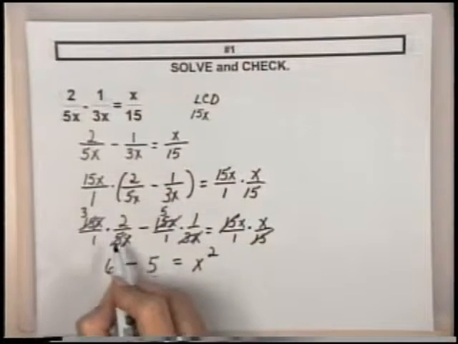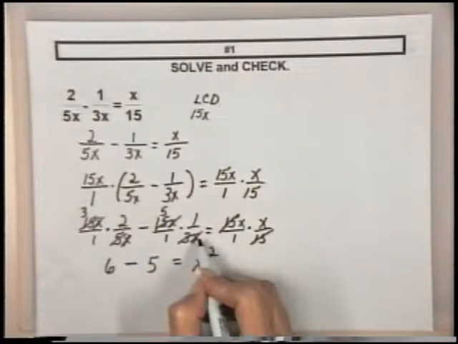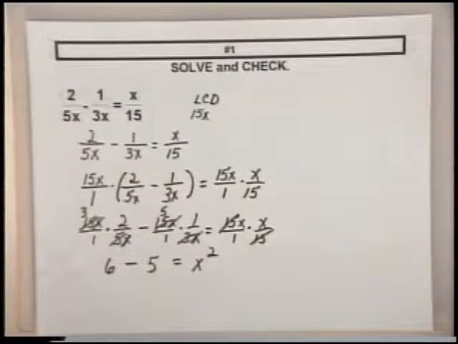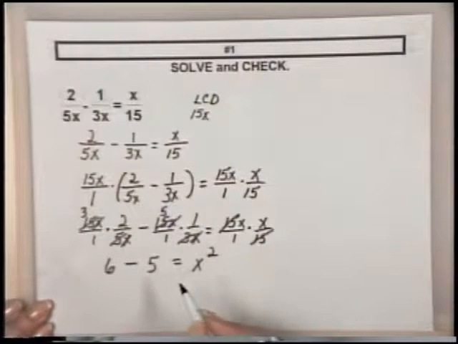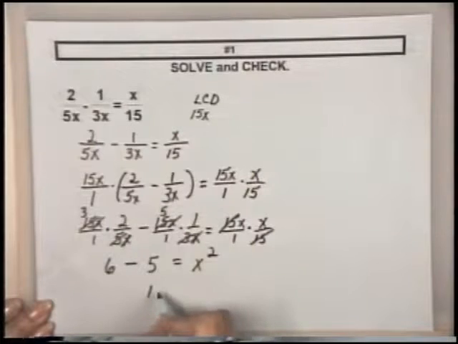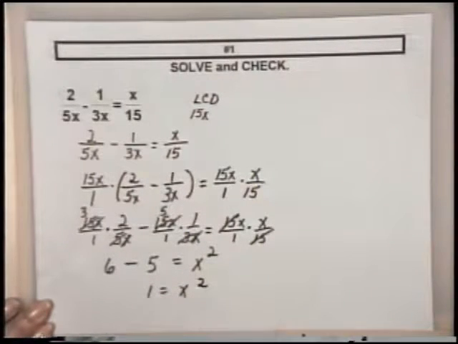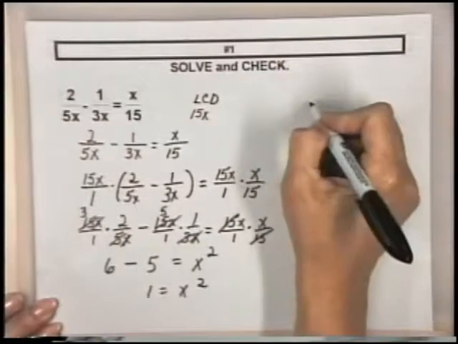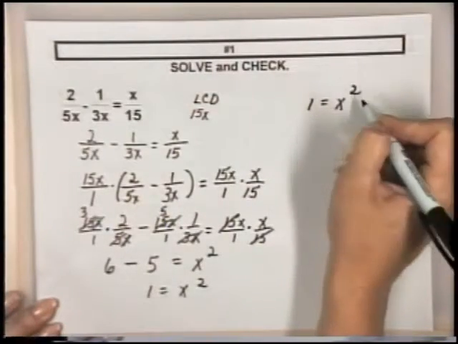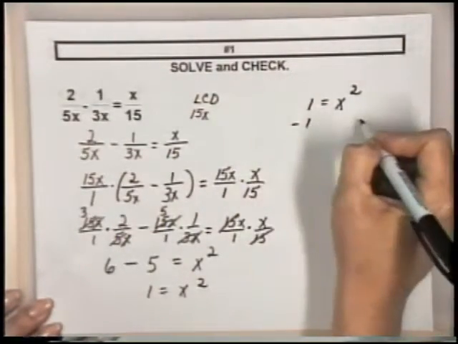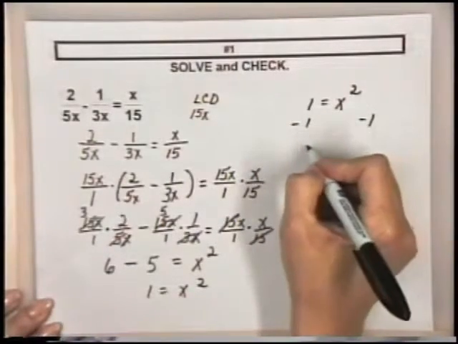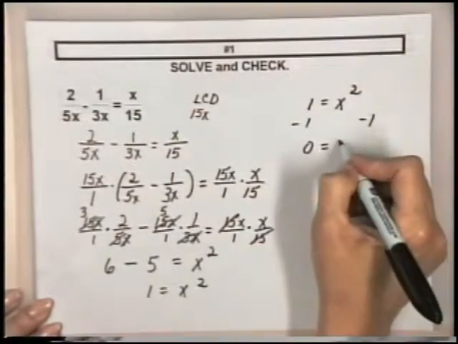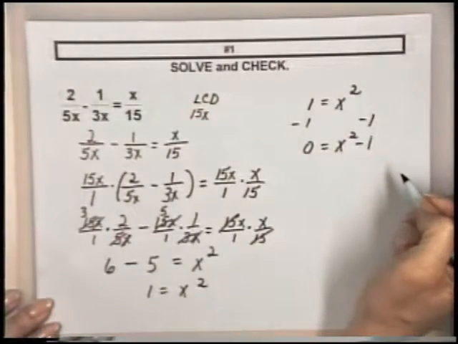Please notice that I eliminated the 5 in the x, the 3 in the x, and the 15 by multiplying through by my LCD. My resulting equation would be 6 subtract 5, which is 1, equals x squared. It is a quadratic equation, so I know that I want to set it equal to 0. Let's rewrite it. 1 equals x squared. Let's subtract 1 from both sides of the equation. 1 subtract 1 will give me 0, equals x squared subtract 1.